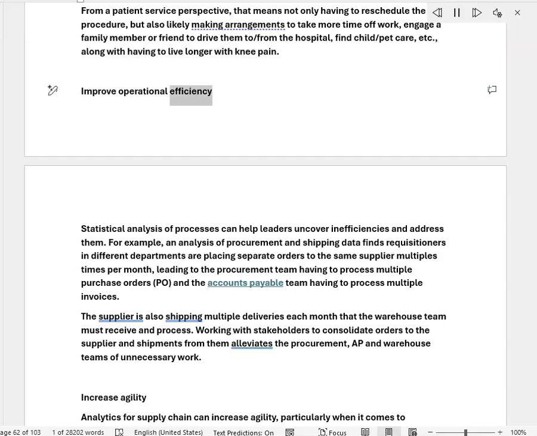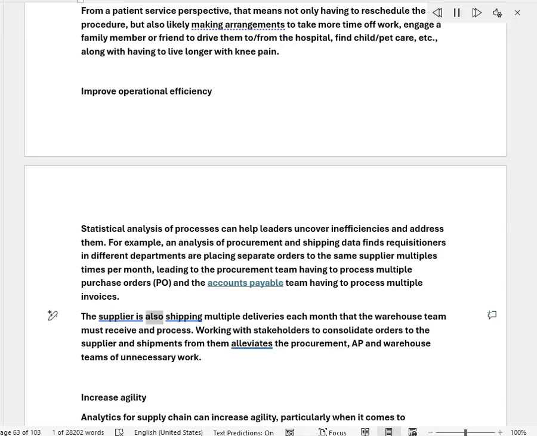Improve operational efficiency. Statistical analysis of processes can help leaders uncover inefficiencies and address them. For example, an analysis of procurement and shipping data finds requisitioners in different departments are placing separate orders to the same supplier multiple times per month, leading to the procurement team having to process multiple purchase orders, PO, and the accounts payable team having to process multiple invoices.